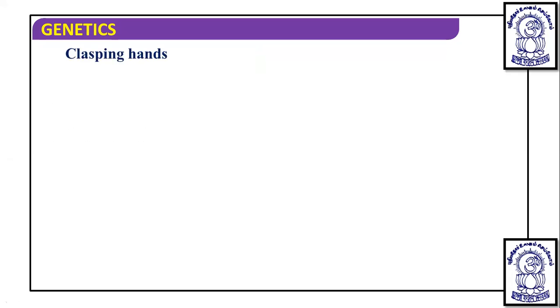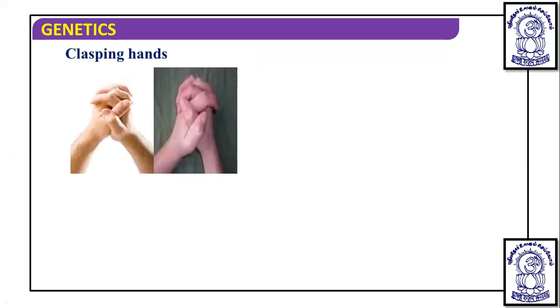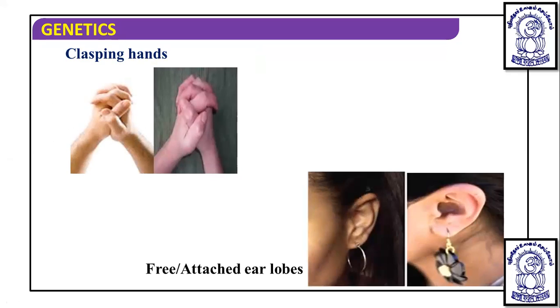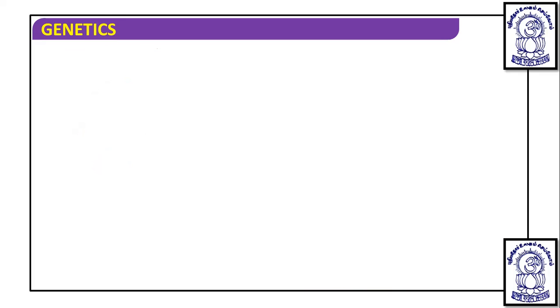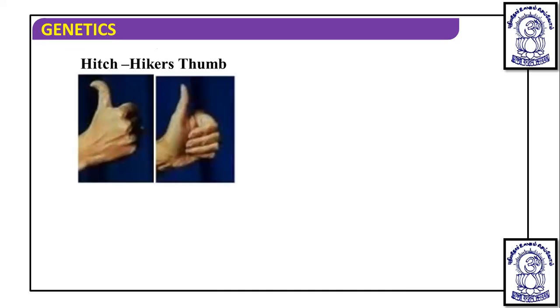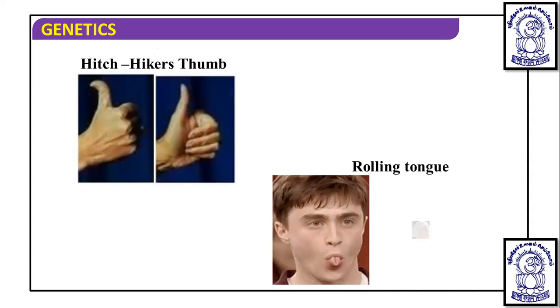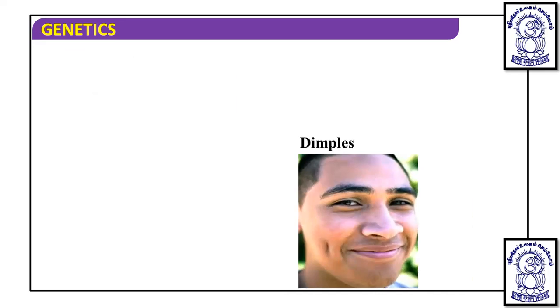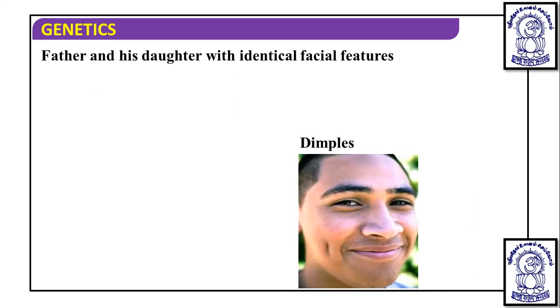And we are showing all this by diagrammatic pattern. See, clasping hand means the joining of hands. Okay, then free or attached earlobe. Okay, see, the first one is attached, the second is free. Then hitchhiker's thumb means the thumb is somewhat bent like this. Okay, then the rolling tongue gets rolled like this. Okay, then dimples in an individual. You can remember Shah Rukh Khan.